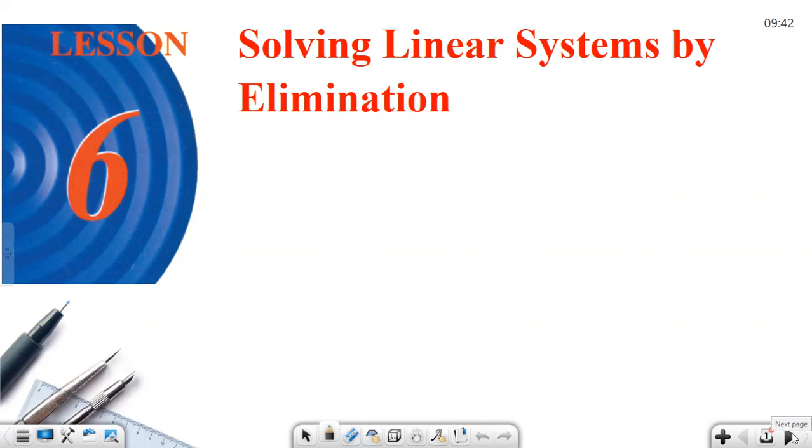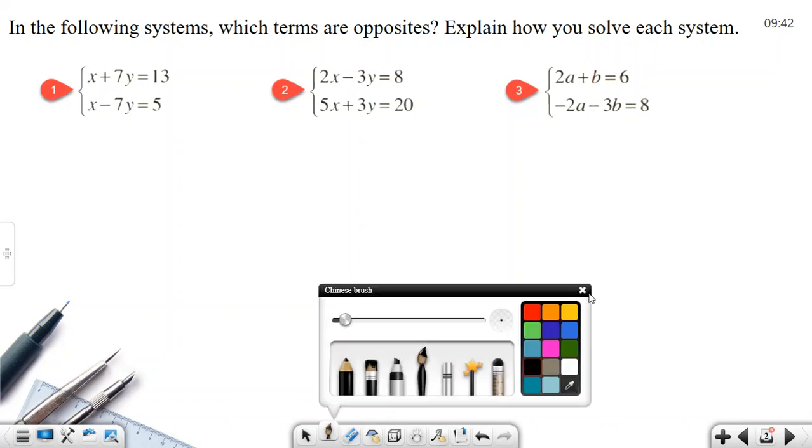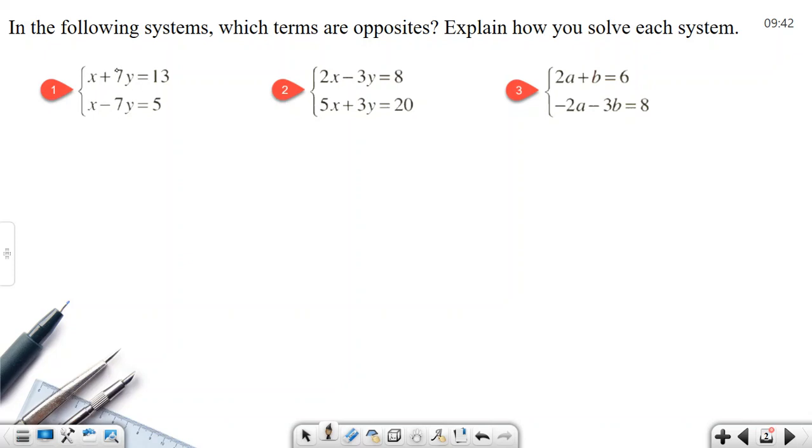Okay, welcome everyone. In this video we will talk about solving linear systems by elimination. In the following system, which terms are opposites? Explain how you solve each linear system. That's a simple basic idea. As you see, plus 7 and negative 7 are opposite terms.